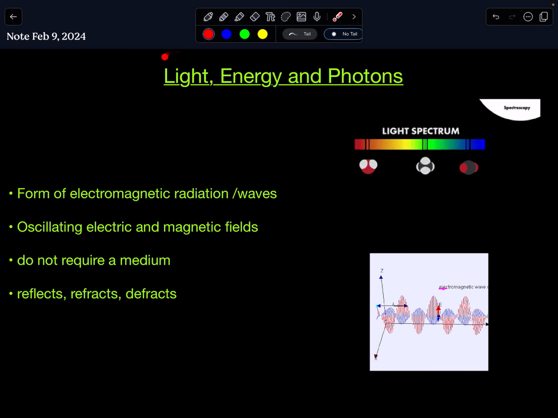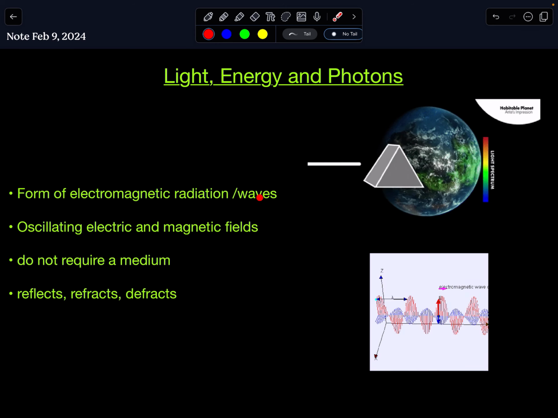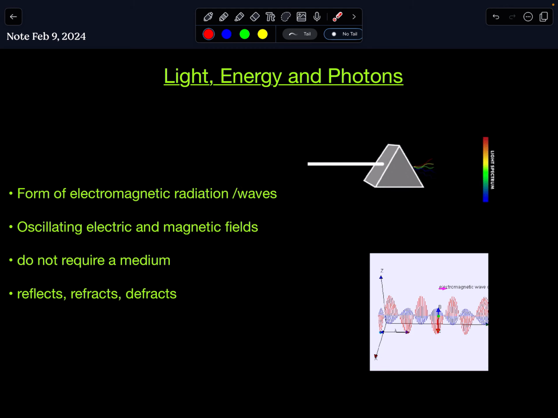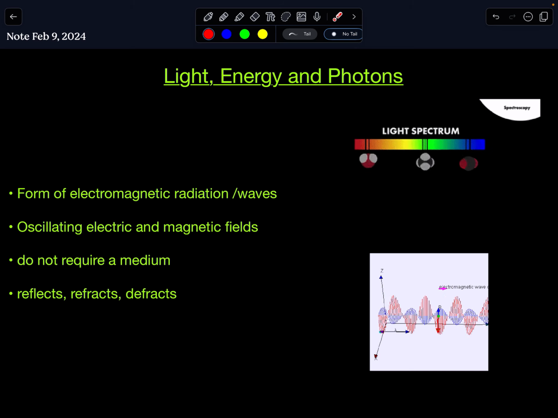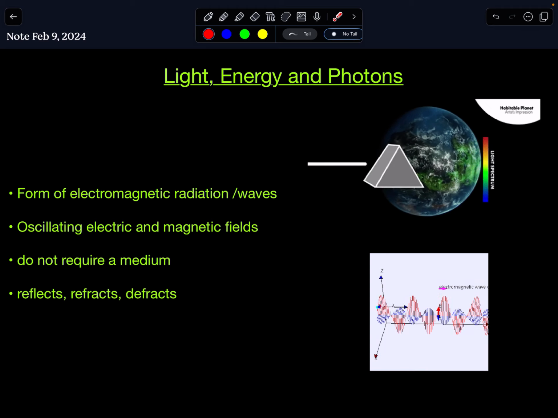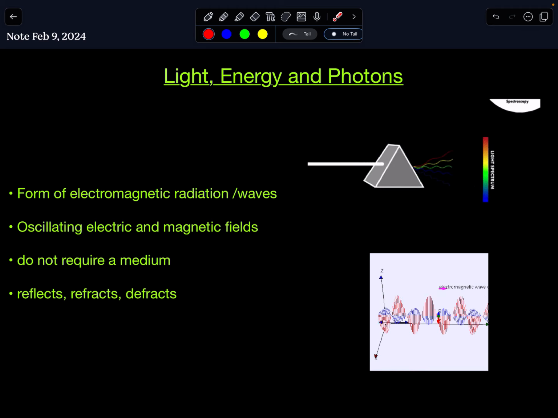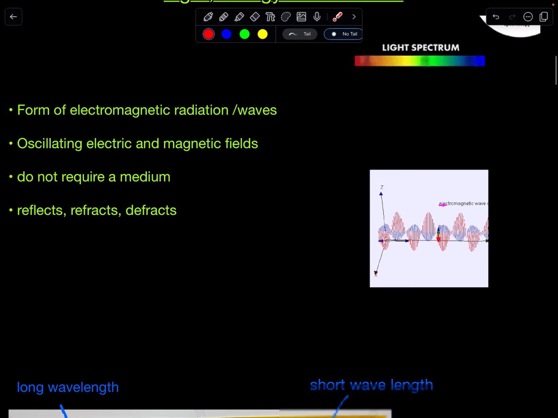So what is light? Light is a form of electromagnetic radiation, and it travels in waves. What we know is that it's an oscillating electric and magnetic field, like you can see over here, and it doesn't require a medium to transfer. And the wave properties of light are confirmed because they reflect, refract, and diffract. All waves do these three things, and that's why we know that light is a wave.